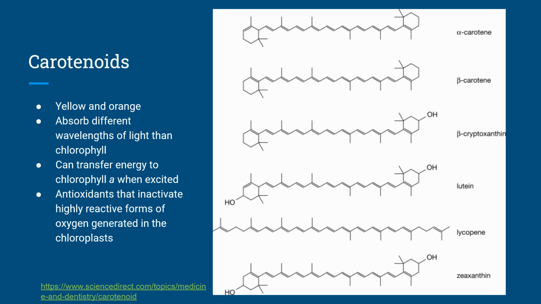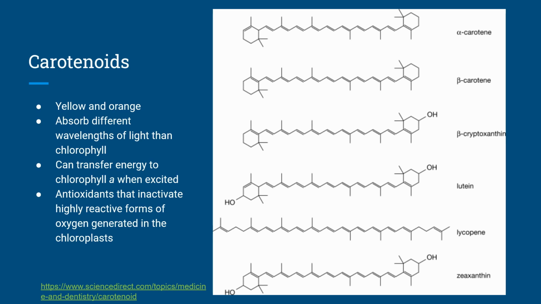Chloroplasts also have other accessory photosynthetic pigments, carotenoids being one such group of them. You can see a whole bunch of them here on the right. Carotenoids are yellow and orange, showing how they absorb different wavelengths of light than chlorophyll. This expands the spectrum of light that can provide energy for photosynthesis. Why did I say provide energy? Well, chlorophyll can be excited by light either directly passing through it or from energy passed to it from accessory pigments that have been excited by light.